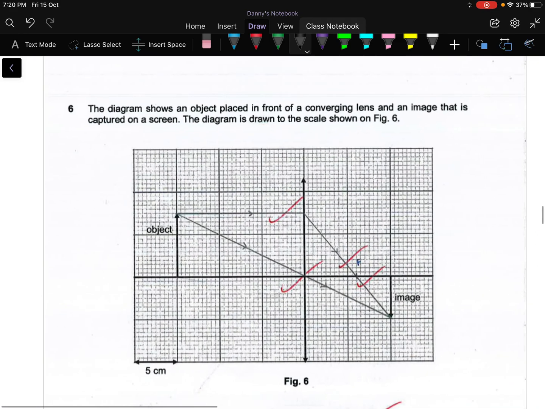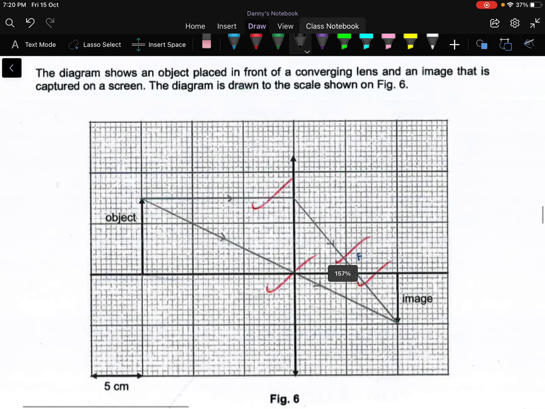Okay, let's look at question 6. It is also about light, but we are testing you on a different part of the chapter, which is your ray diagram about lenses. So in this case, most of the things are being drawn for you. You can see that the object is drawn for you, the image is drawn for you, even the lens is drawn for you. So when this happens, actually you do very little.